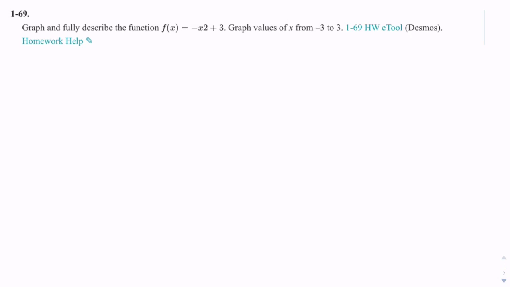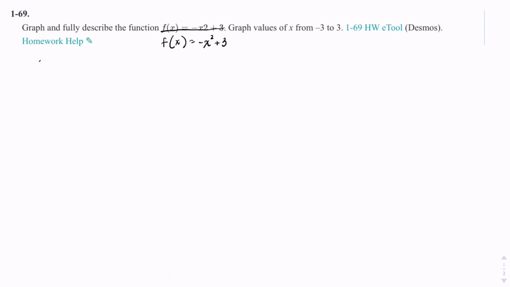Okay, there's a slight typo in the book here. So the problem is: graph f of x equals negative x squared plus 3. We're not going to use the function in the book. It says graph values from -3 to 3, so they're telling us what values to graph.